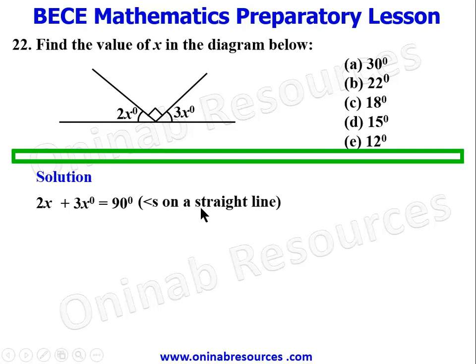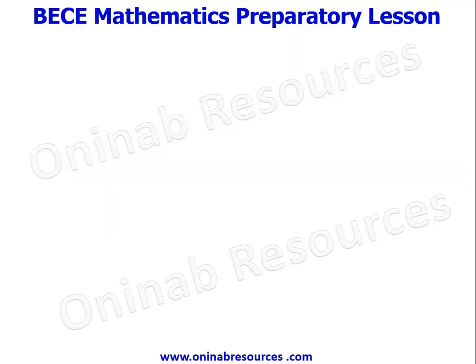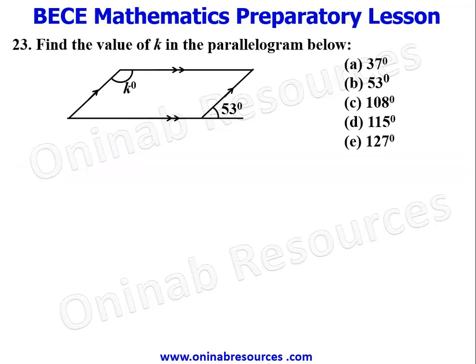The reason still being angles on the straight line, which is 180. Since this is 90 degrees, the remaining two angles are complementary. They sum up to 90 degrees. This gives 5x is equal to 90 degrees, and x is equal to 90 divided by 5, which gives 18 degrees. And that gives option C. And that is the end of solution to problem 22. We go to problem 23.